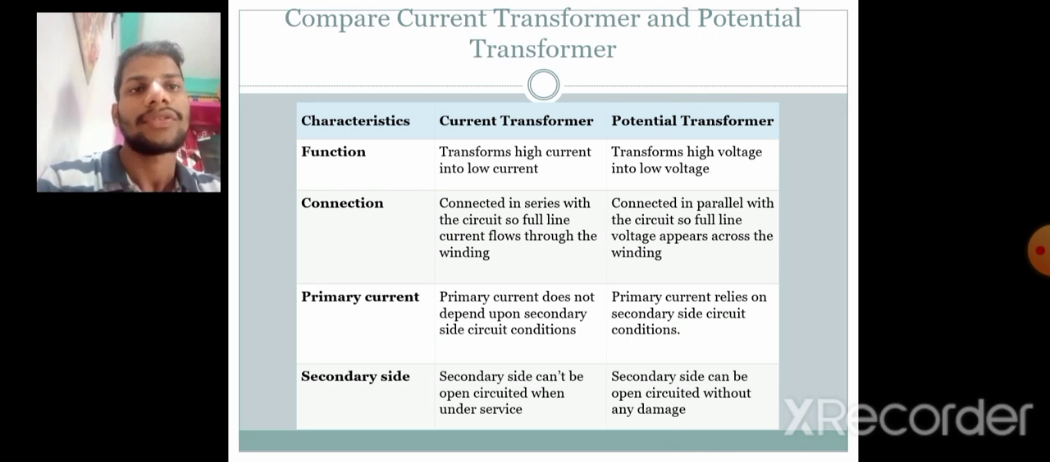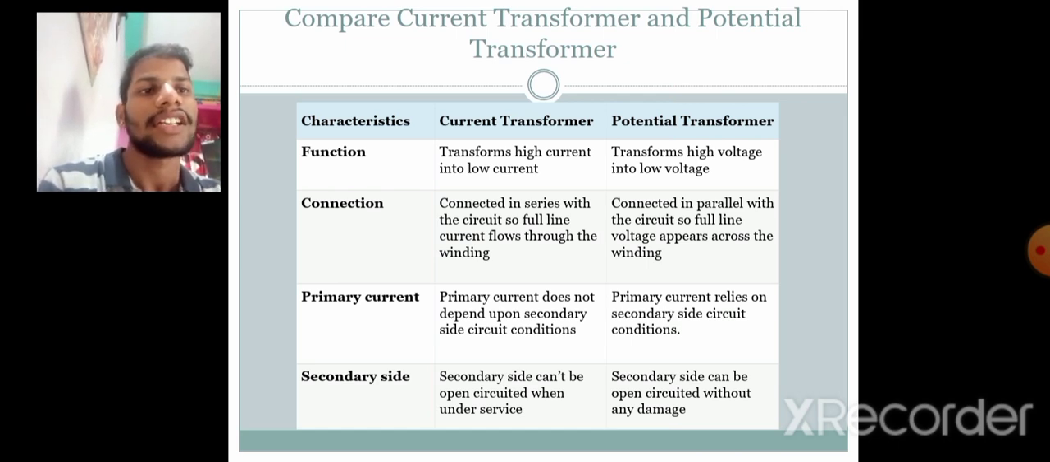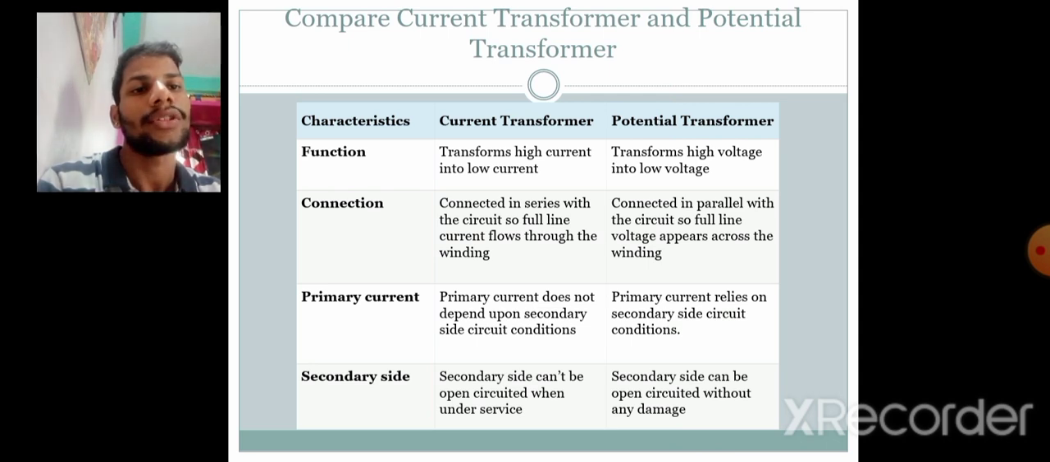And primary side of CT: primary current does not depend upon the secondary side circuit connection. In PT, secondary current depends on the secondary side circuit conditions. In CT, the secondary side can't be open circuited while under supervision, and in PT, the secondary side can be open circuited without any damage.